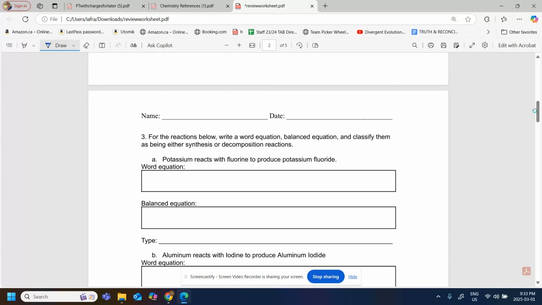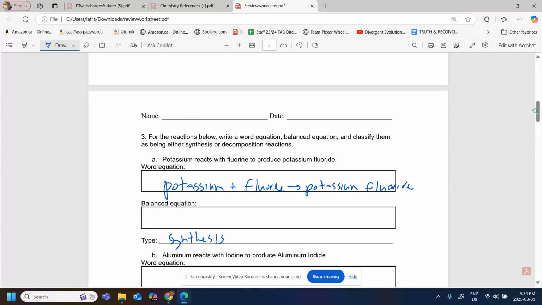So potassium reacts with fluorine to produce potassium fluoride. So we have potassium plus fluorine, and that makes potassium fluoride. You can probably already tell from the pattern that many things are making one bigger thing. So that would likely be a synthesis reaction.